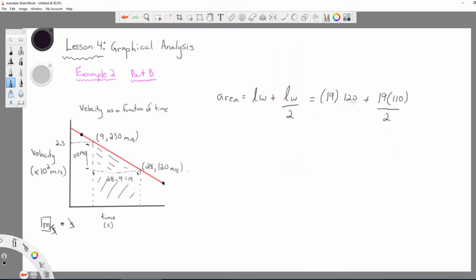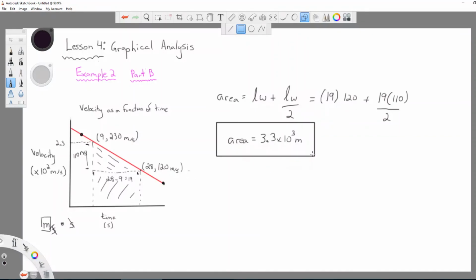All right, our numbers are in. All we have to do is plug that into our calculator, and we get the answer. When I plug that into my calculator, I get an area equal to 3.3 times 10 to the 3 meters. And that's my final answer. Put a box around that. And that is the displacement. You see the units, just in meters, what we were hoping for.